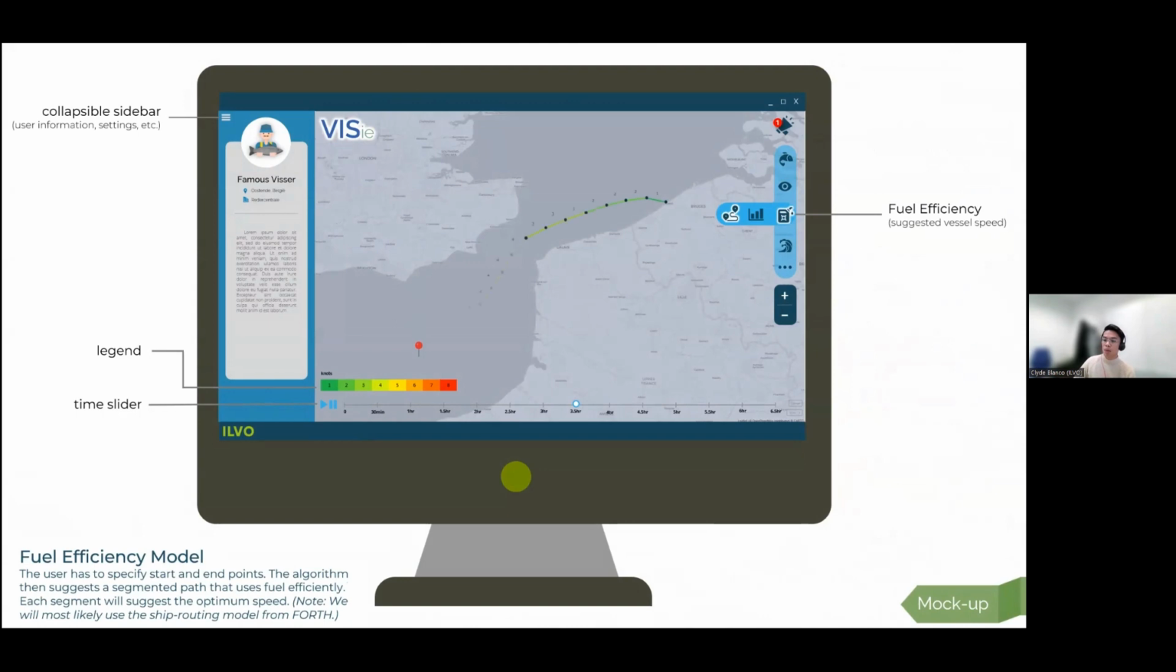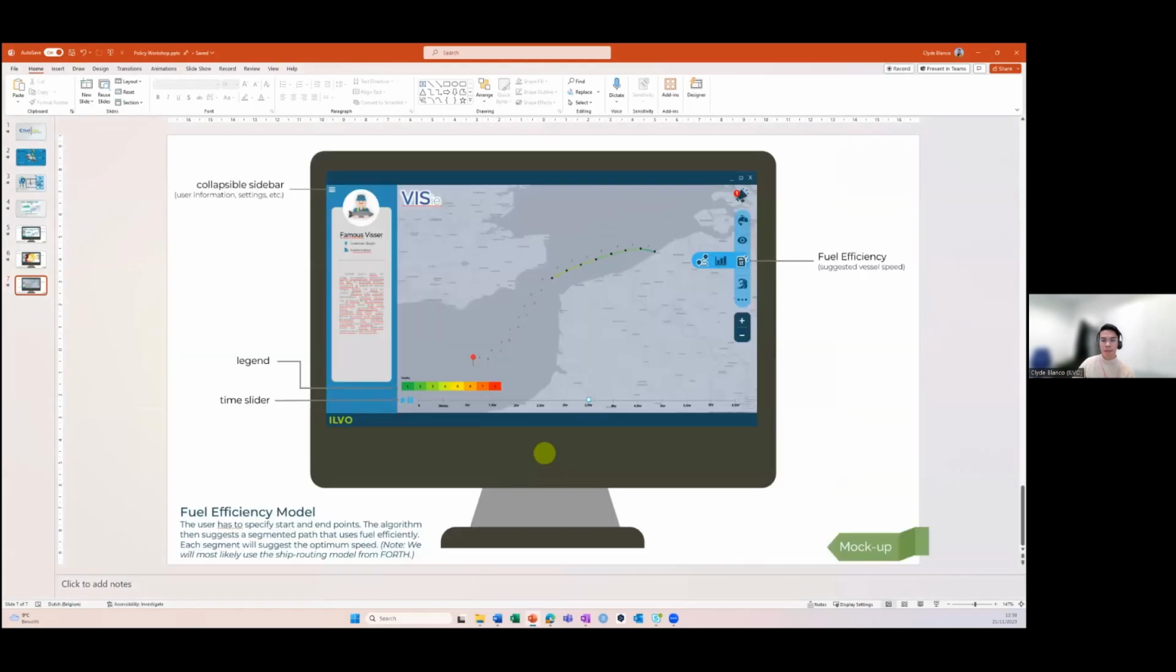So this is in collaboration with the model from Forth, wherein by putting in an endpoint, it would suggest an optimal route towards the endpoint based on the weather forecasts and the most efficient in terms of fuel consumption. So that's all for our pilot.